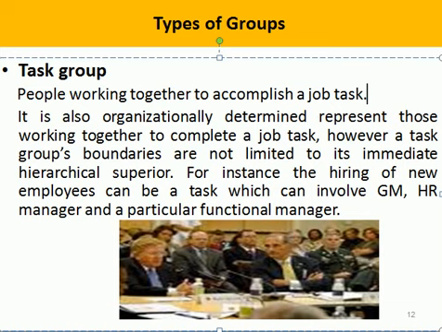For example, the hiring of a new employee can be a task which can involve the general manager, HR managers, and particular functional managers. They are given the task to recruit or staff some new employees in the organization. For that, they make a group, called a task group, of three to four persons, including the general manager, HR manager and other managers. This kind of group formed for accomplishing a job task is called a task group.